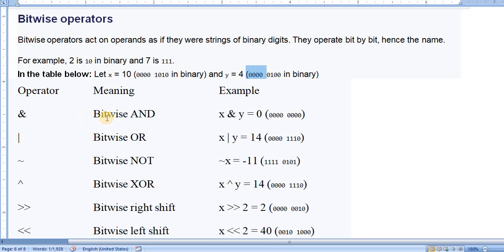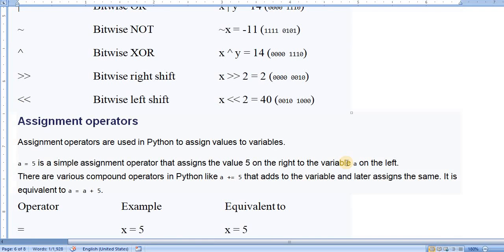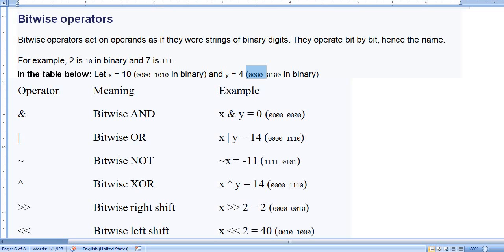So the bitwise AND operator: when you compare x and y, you will get 0. How will you get 0? I'm showing you this example.